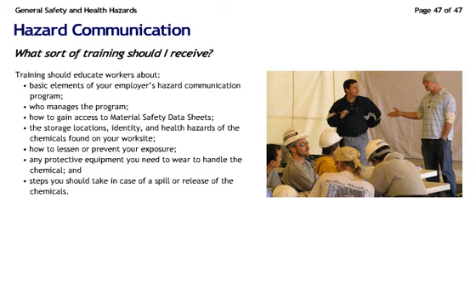Training should educate workers about basic elements of your employer's hazard communication program, who manages the program, how to gain access to material safety data sheets, the storage locations, identity, and health hazards of the chemicals found on your work site, how to lessen or prevent your exposure, any protective equipment you need to wear when handling the chemical, and steps you should take in case of a spill or release of the chemicals.